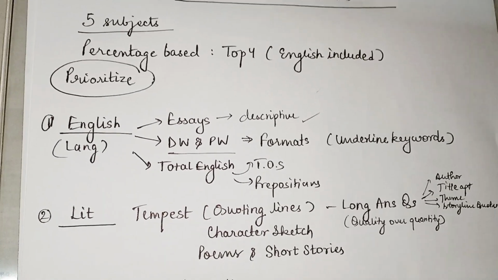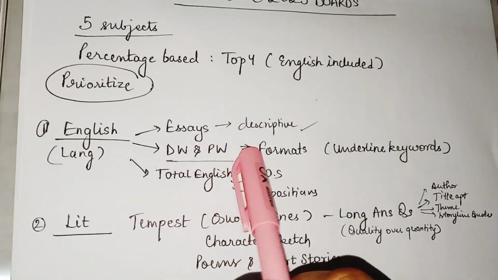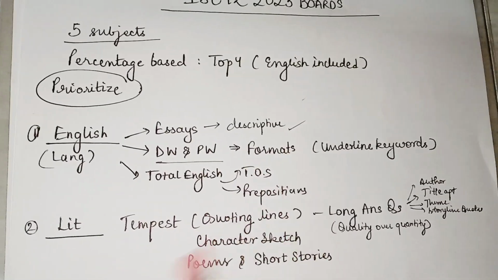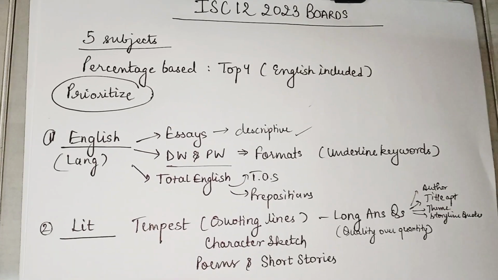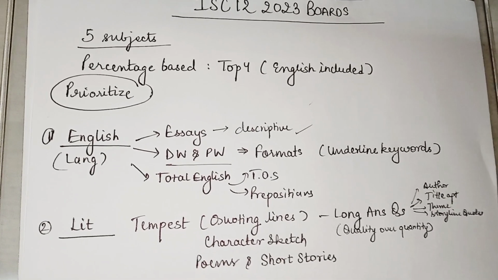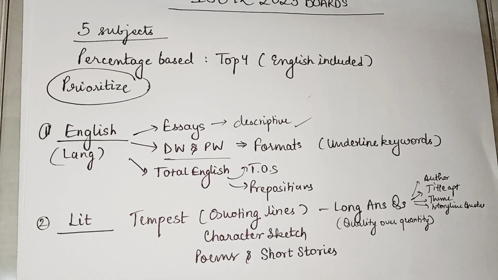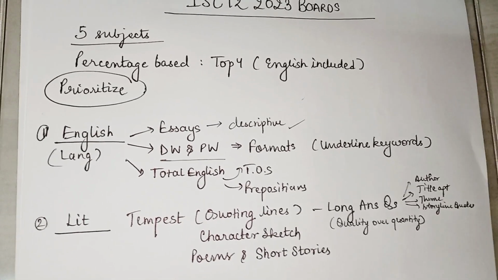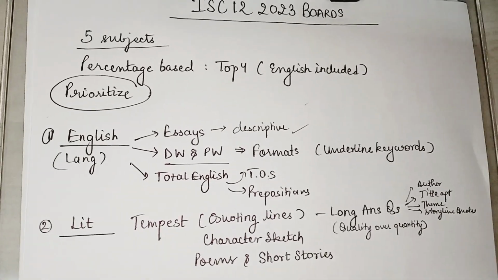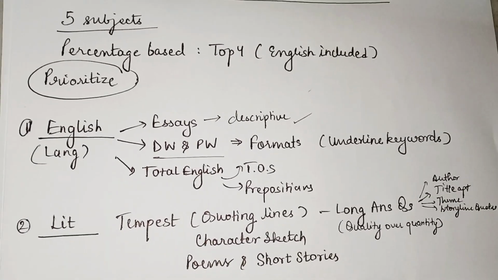Now, directed writing and proposal writing, the formats must be learned by heart, and you have to write everything in accordance with the question. They'll give you, like, for a book review, the number of pages, the publisher. Please include each and everything and underline it while writing the review, right?